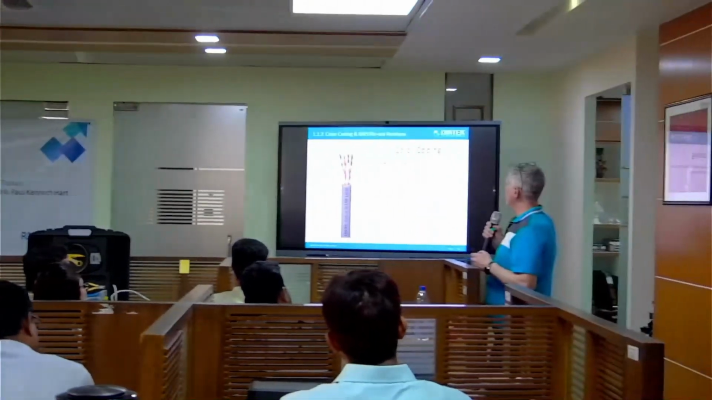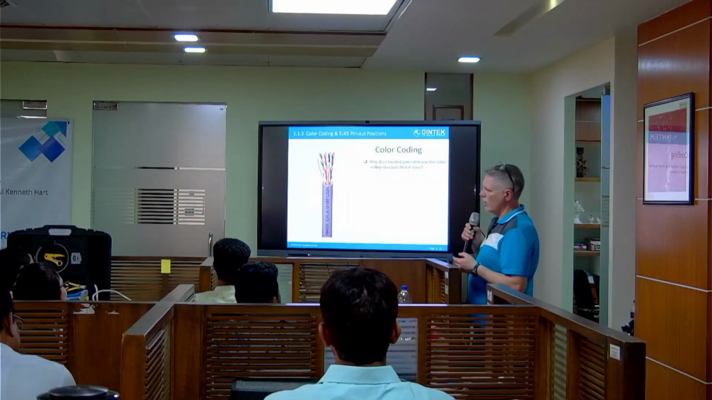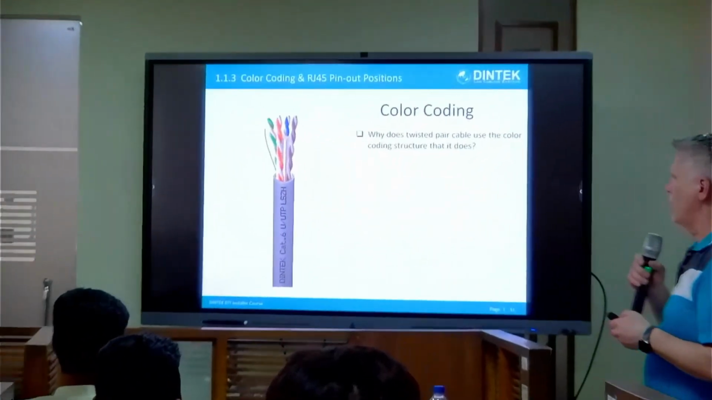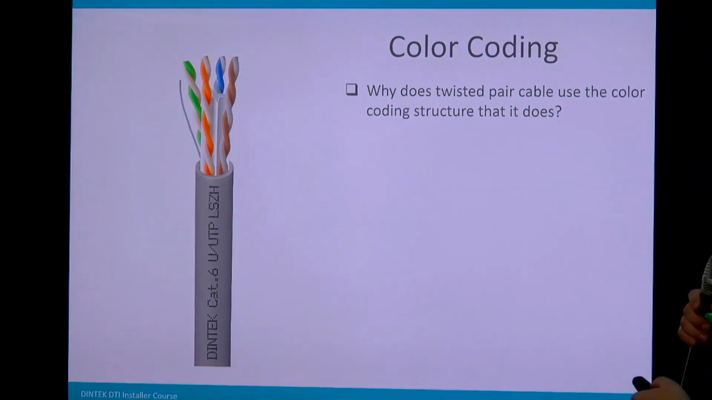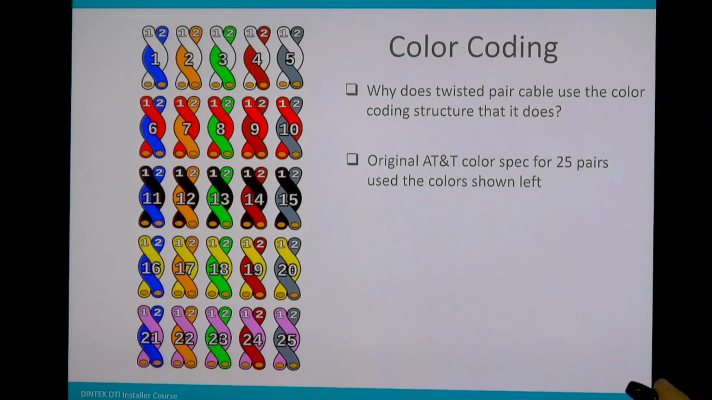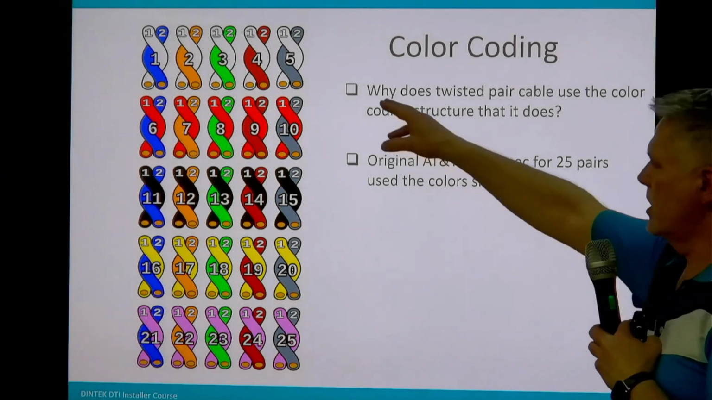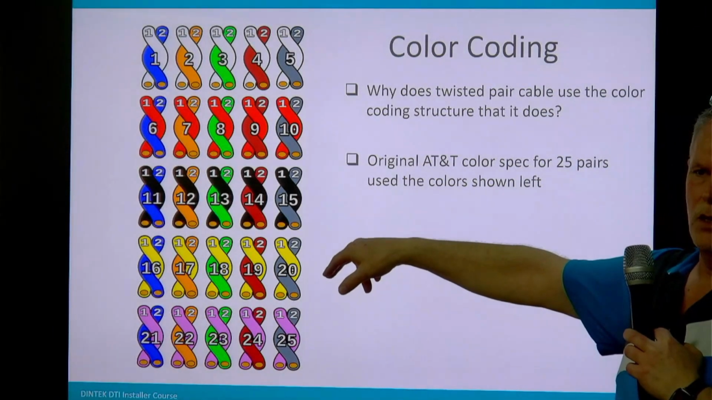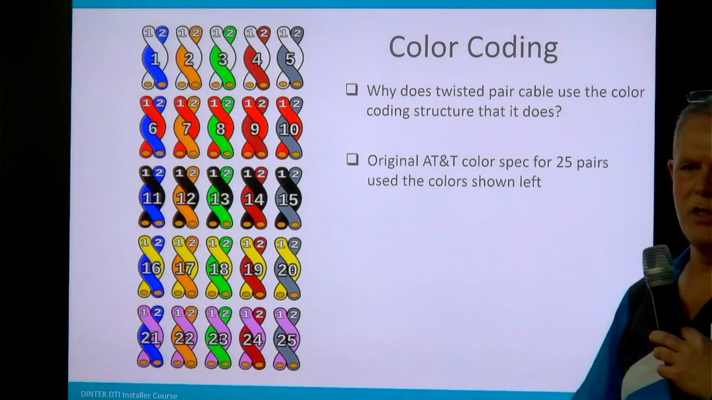Colour coding. Right, so if you've ever wondered why we have the colour coding that we have in twisted pair cable, it's quite simple. And it's always going to be blue, orange, green, and brown, so twisted pairs. We use 4 pairs for four pair twisted cable. And the reason why we have that is because it's taken from the AT&T twisted 25 pair twisted color code spec.